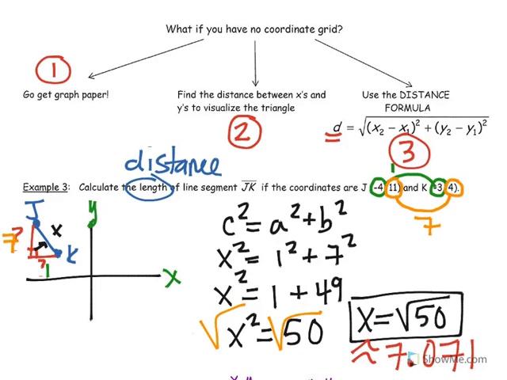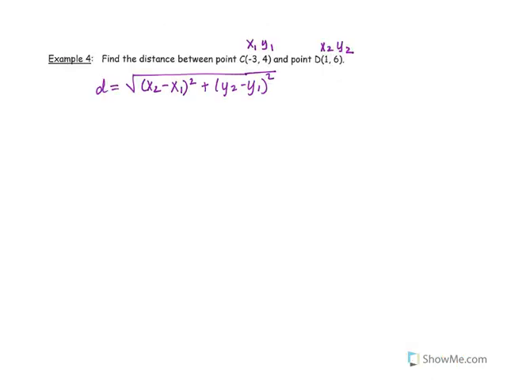Let's look at one more example. What I want you to be thinking about while I do this example is which method you like better. Do you like visualizing the distance between the x's and y's and using the Pythagorean theorem, like we just did? Or do you like using the distance formula, which we're about to do? When I use the distance formula, this is the formula here. You would have to be able to remember it or write it on your note card.